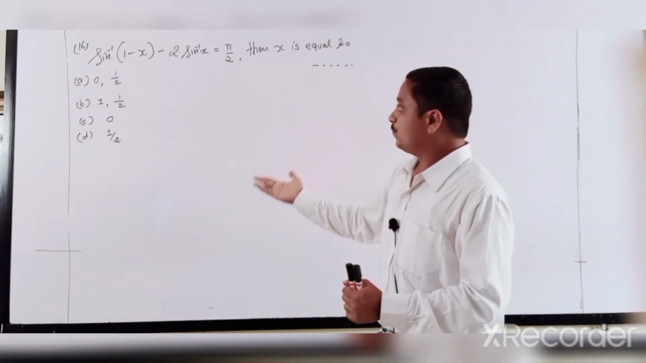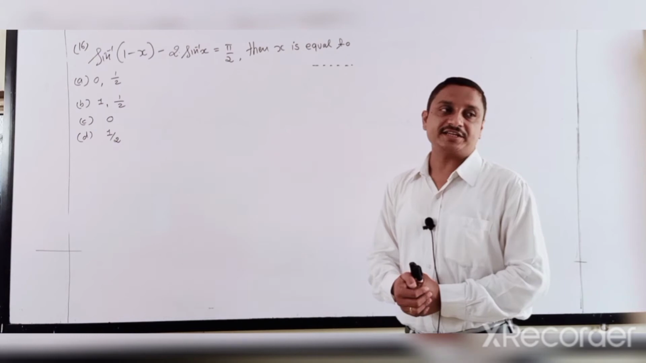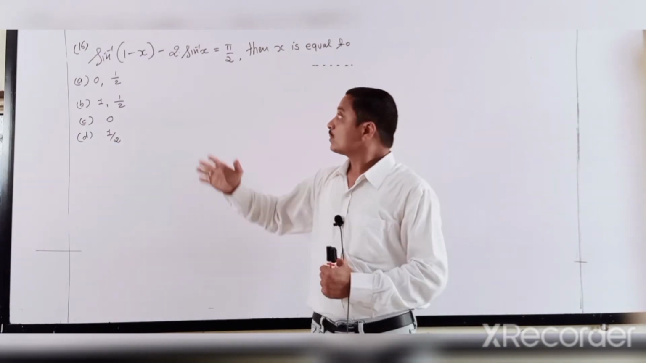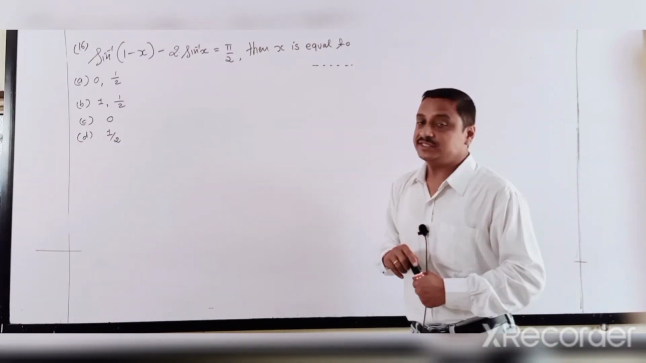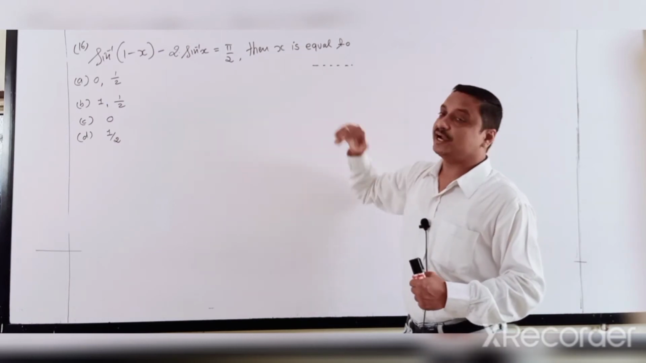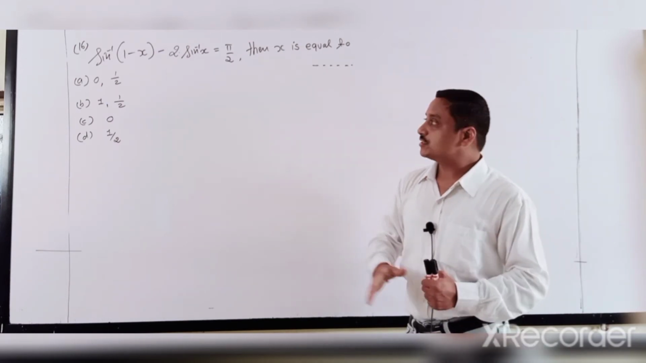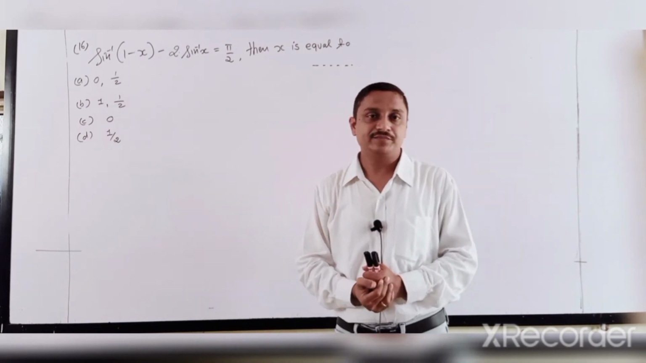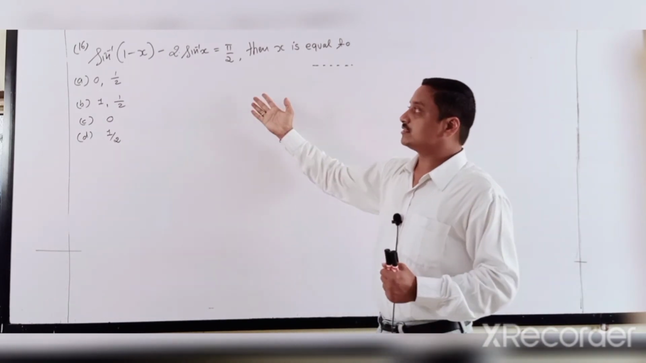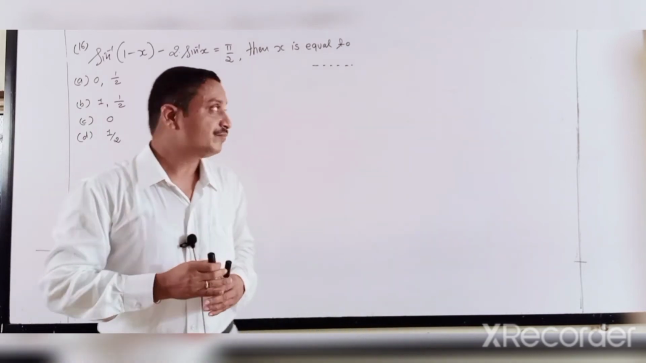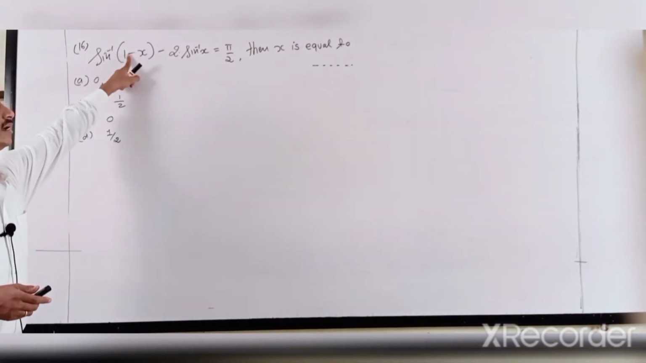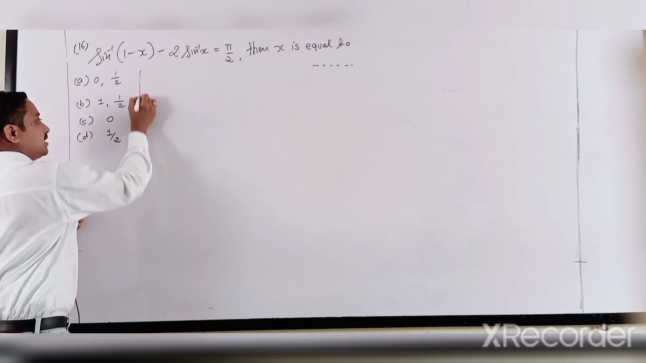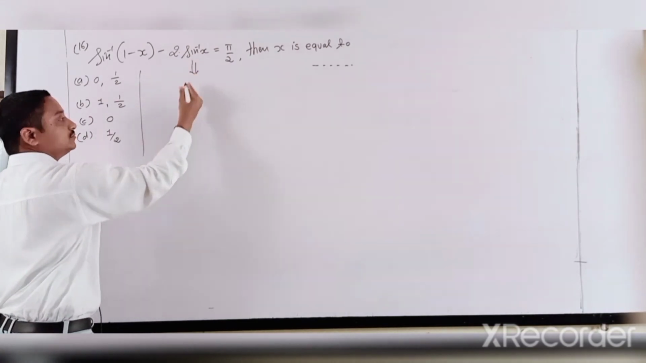One more MCQ. Sin inverse of 1 minus x, minus 2 sin inverse x, is equal to pi by 2. Given this, find the value of x. Students, this is given as an MCQ, but indirectly this is a numerical for 3 marks questions. Maybe this numerical will be asked at 3 marks level. Assume that here and here, and start the sum.